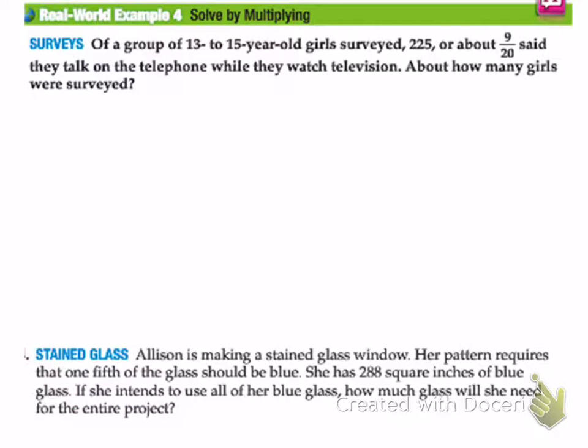The problem says, of a group of 13 to 15-year-old girls surveyed, 225, or about 9/20ths, said they talked on the phone while they watched TV. About how many girls were surveyed? Now you have to first determine what is the missing variable. So the missing variable is the total number of girls who were surveyed. We don't know that number. So G is my variable.